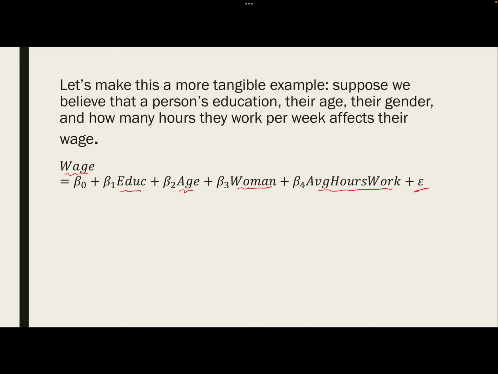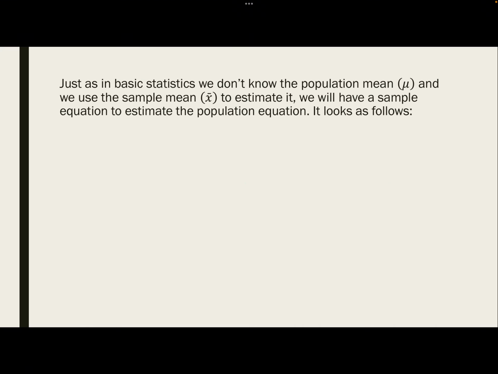And then this includes everything else. This would include ability, anything else that you think affects wage plus some randomness. And then this beta 1 will be how much education affects wage, holding the person's age, whether they're a woman or not, and average hours of work constant.